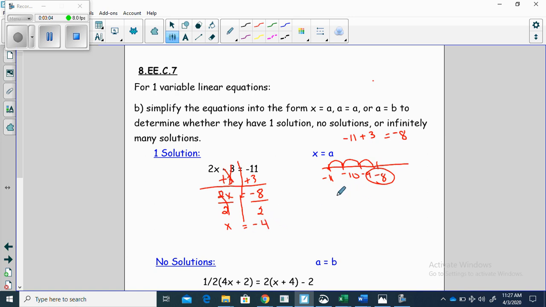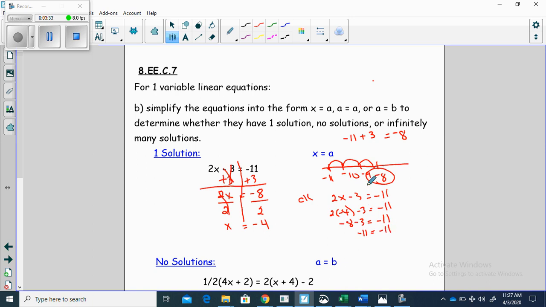How could I check to see if that's right? I could plug it back in. 2x minus 3, here we're checking. 2x minus 3 equals negative 11. 2 times negative 4 minus 3 equals negative 11. 2 times negative 4 is negative 8. Minus 3 is negative 11. Negative 11 equals negative 11.